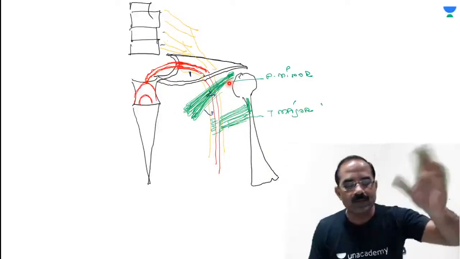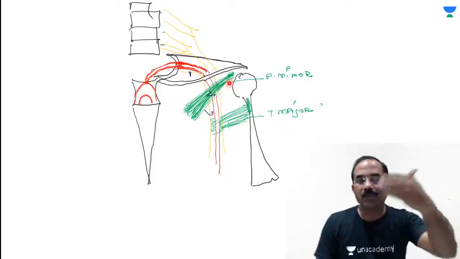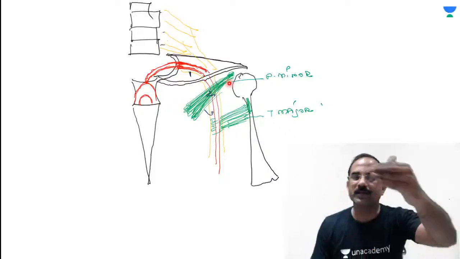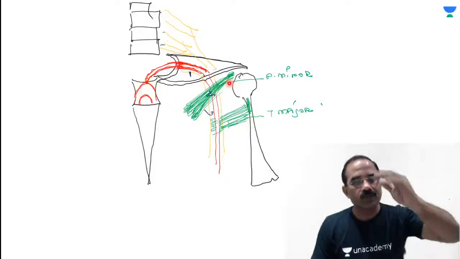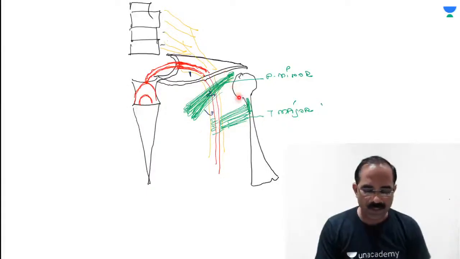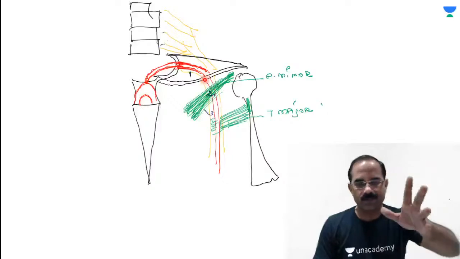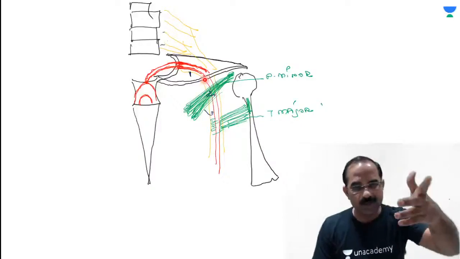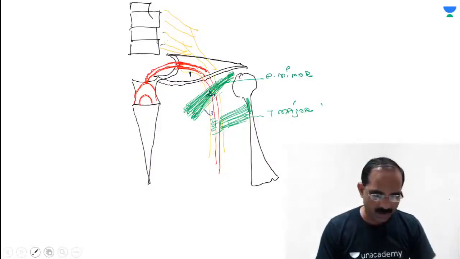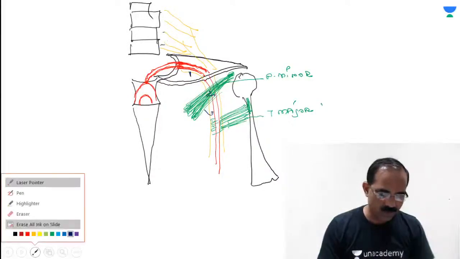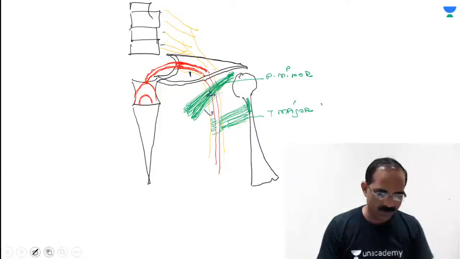Infraclavicular. And what is the infraclavicular part made up of? The cords and the nerves. So which part of the brachial plexus are we going to get in the axilla? The cords and nerves. Okay. And where do they lie? They lie around the axillary artery. Okay, I'll just mention this for you. We'll just write this down.